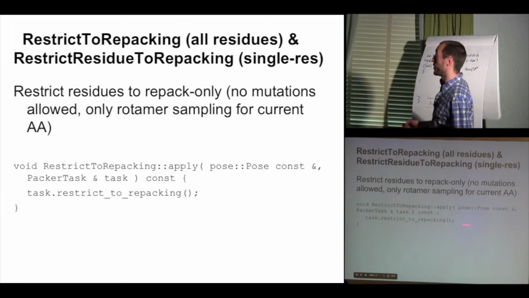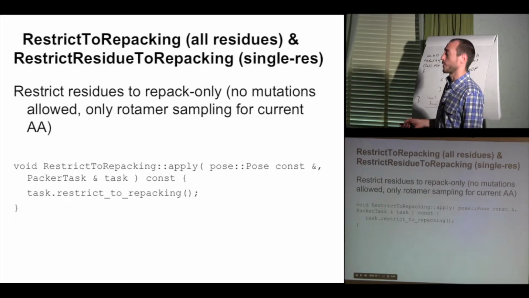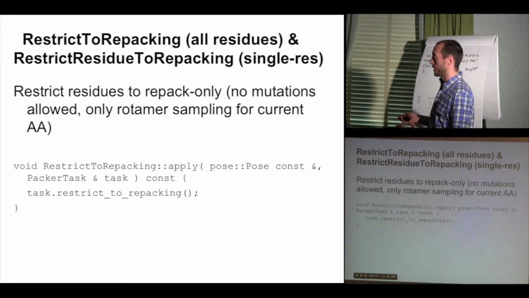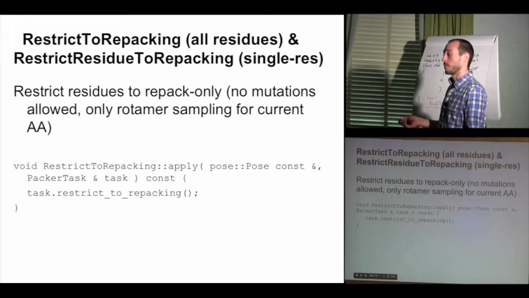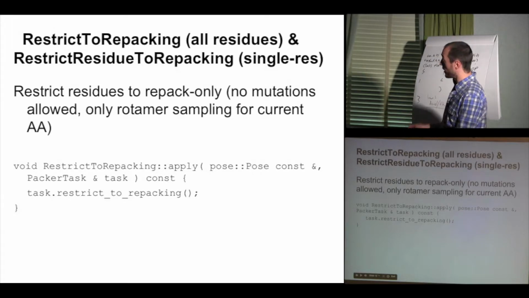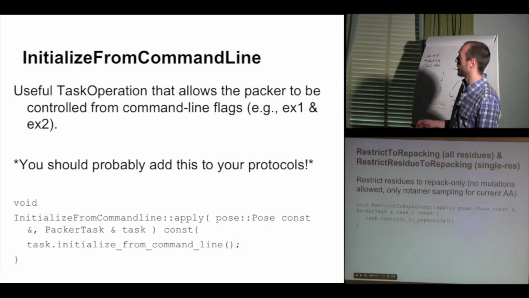This is the apply function, just to give you a sense. This is for restrict to repacking, not restrict residue to repacking. It just takes the task, and there happens to be a corollary function in the PackerTask, which is restrict to repacking. This happens a decent amount in task operations, where the PackerTask has some functionality and you're just directly accessing it through the task operation. But because you have the pose, you can write task operations that do more complex things, and we'll look at a couple of examples of those. So this is a very simple and hopefully easy to understand task operation.